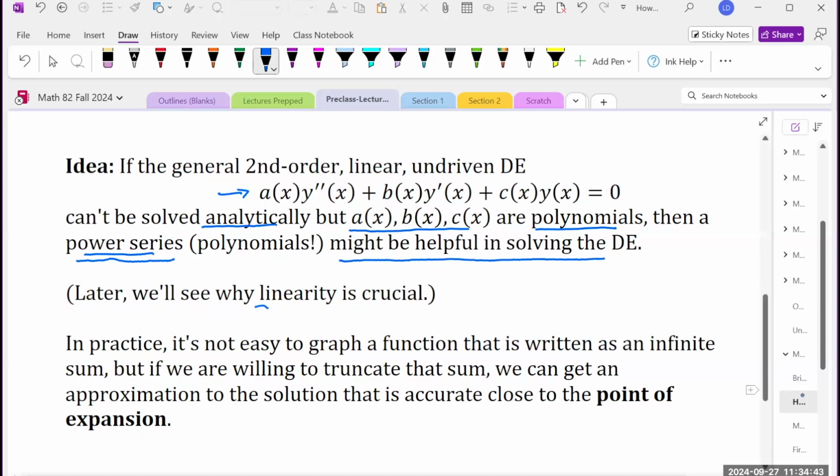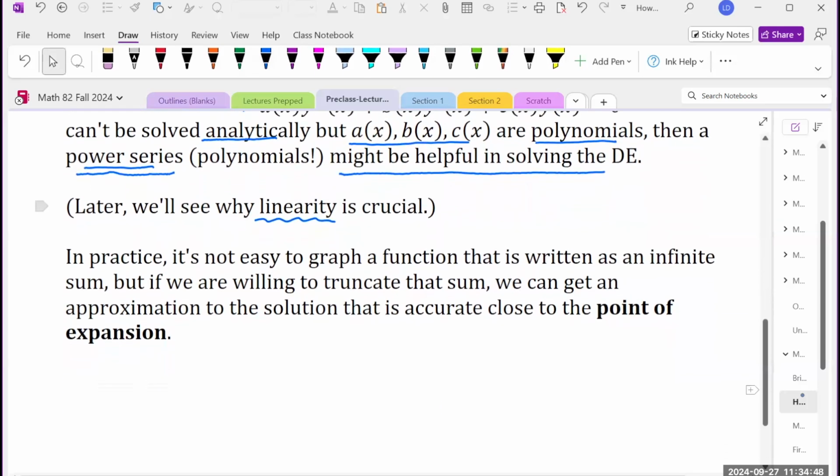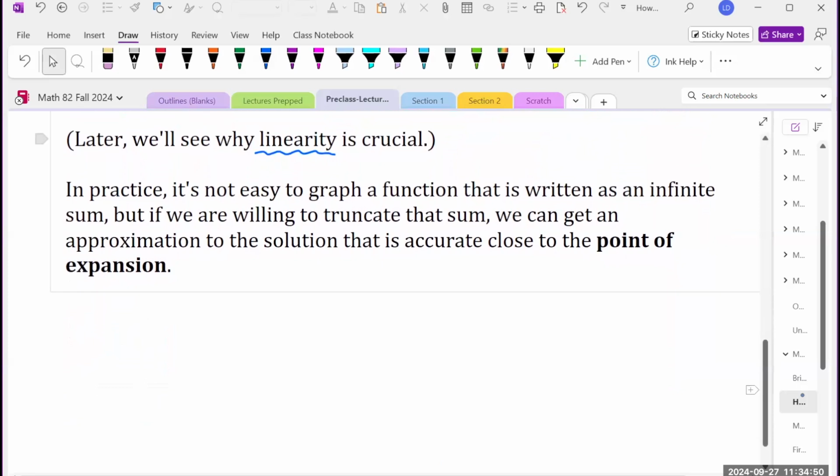Now, later we're going to see why linearity is crucial for this to work. In practice, it is not very easy to graph a function that is written as an infinite sum, but what generally happens is we truncate that sum so that we have what looks like a normal polynomial, not something infinite, and we can get a pretty good approximation to the solution that is accurate, very close to our point of expansion. Let's go to the next page.